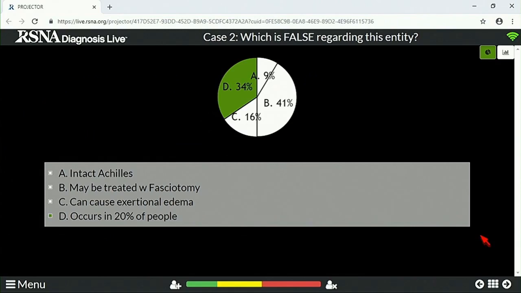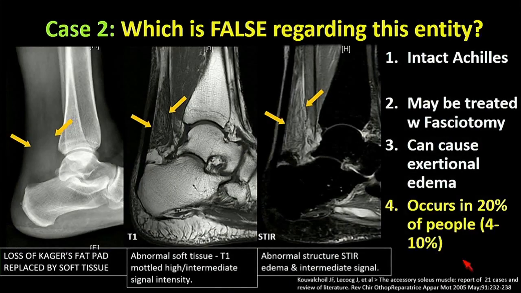So the majority said B, can be treated with fasciotomy, which is actually, it can be if it is causing pain. The false entity is D, and we're going to go into why. It actually occurs in 4 to 10%, so it's not quite a fair question. But what I wanted to emphasize here is that while the Achilles can be involved in these patients and cause edema secondarily, in this patient, the Achilles was actually beautiful. So there's a nice fat line between the Achilles and the Kager's. So it's got to be something different.